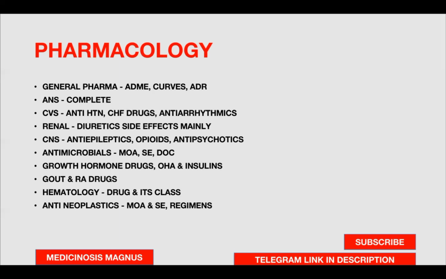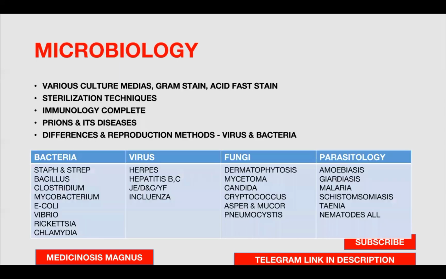or they can ask drug of choice. Growth hormone drugs is very, very important, and oral hypoglycemic agents and insulins, gout and rheumatoid arthritis drugs. Hematology, drugs and its classification is very important. I think in that book I've given in a very clear manner the hematology drugs and its class. Anti-neoplastic drugs, mechanism of action and side effects, and the different types of regimens used in different cancers.